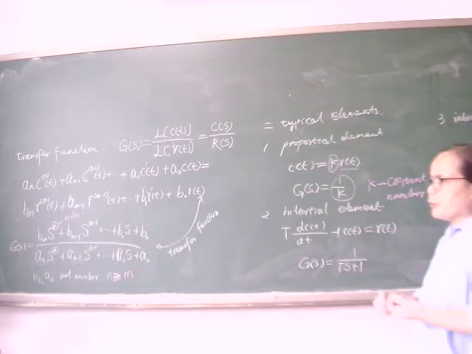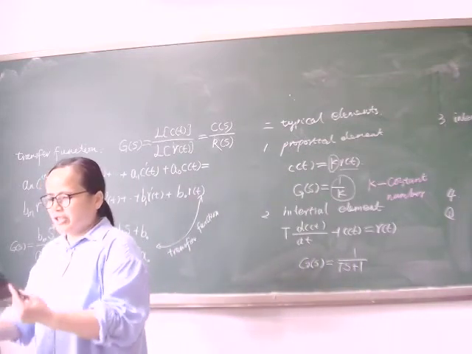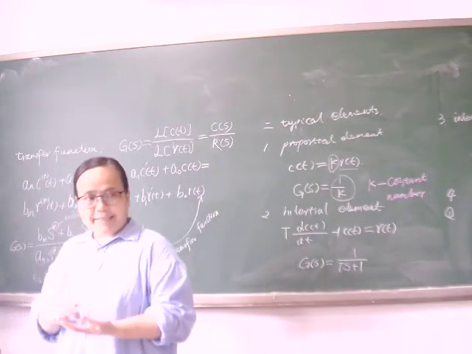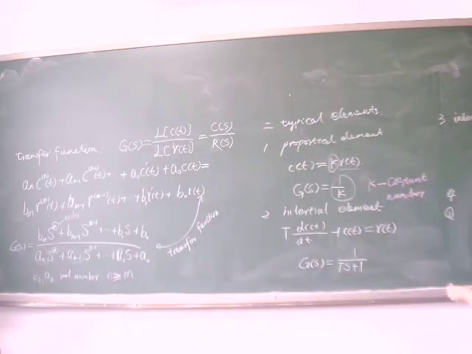What's the meaning of this? Let's say c(t) is the derivative of r(t). This c(t) equals dr(t)/dt.